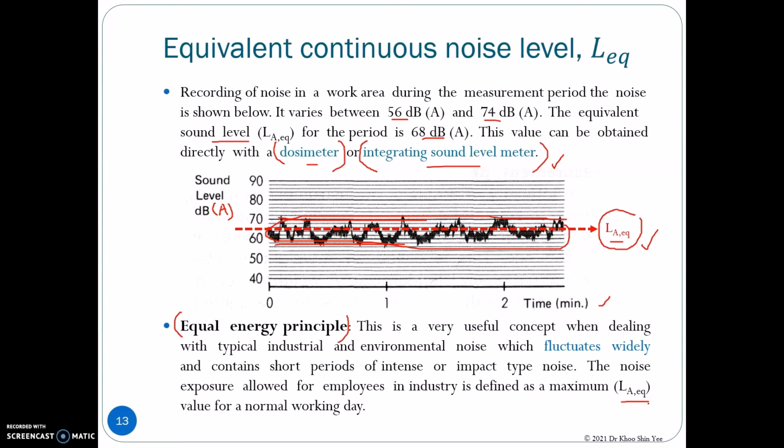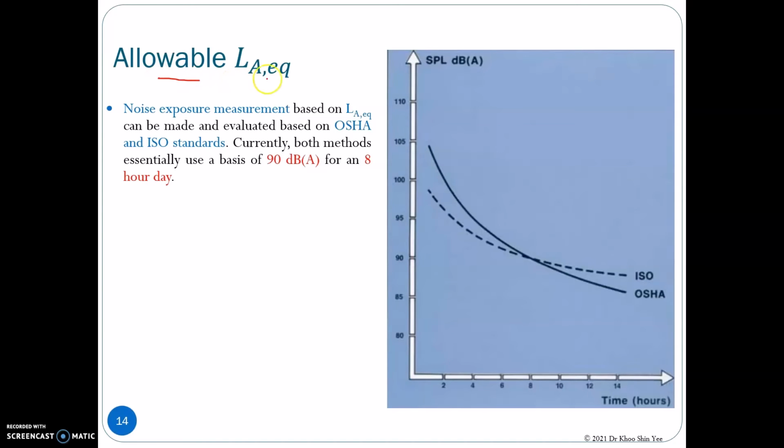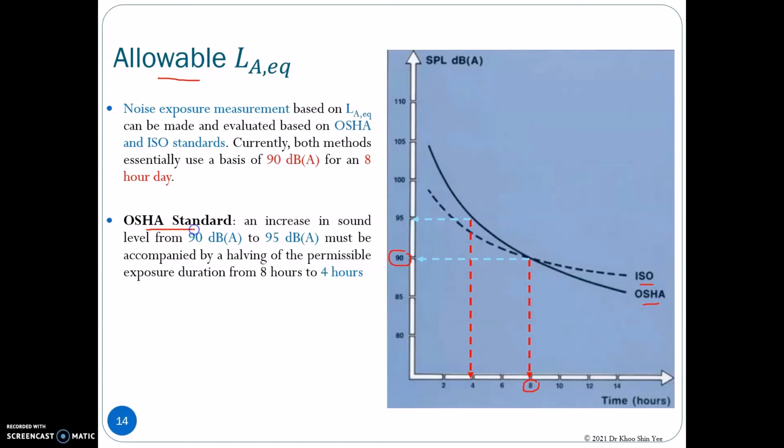By using the LAEQ, now we can set the maximum noise exposure allowable for the employees for a normal working day. The allowable LAEQ, based on two standards, which are the OSHA and the ISO standard, are given in this graph. From the figures, ISO and OSHA standard allow a worker to work under 90 dBA working environment for 8 hours continuous. For the OSHA standard, the increment from 90 dBA to 95 dBA, which is a 5 dBA increase, will cause the permissible exposure duration to be halved, dropping from 8 to 4 hours.